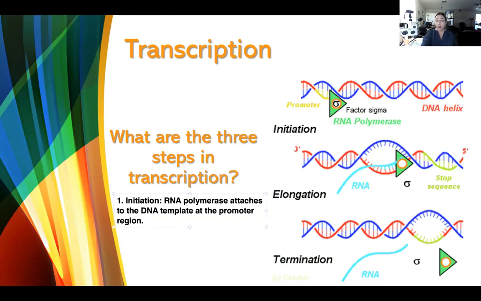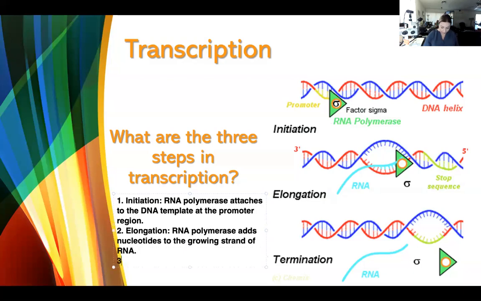So you can see that in the picture I put here. The promoter region is that little yellow area on the DNA double helix. So it kind of signals the RNA polymerase to attach there. That's the beginning of the gene. That's where it needs to start transcription. Now, elongation is the second step. And all elongation means is that RNA polymerase is adding nucleotides to the growing strand of RNA. Okay, so RNA polymerase adds nucleotides to the growing strand of RNA.